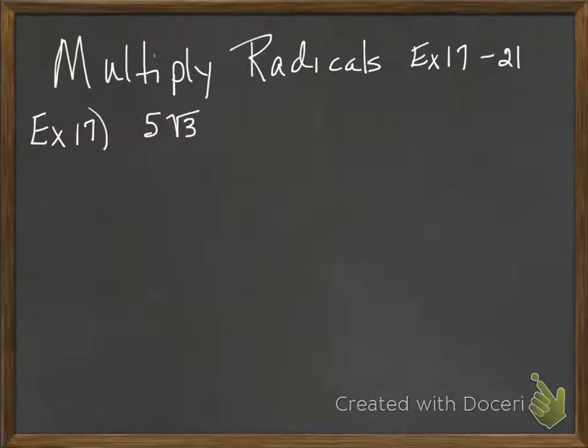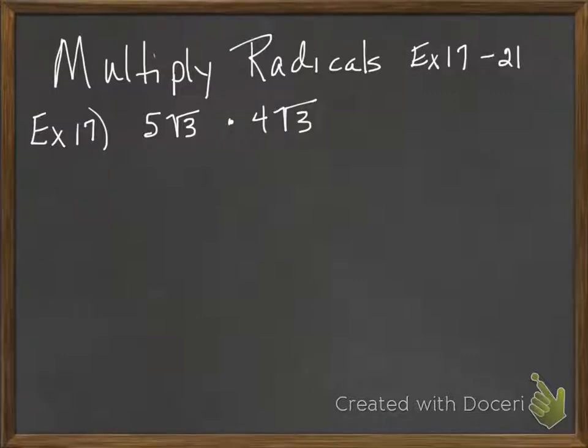5 square root of 3 times 4 square root of 3. If you're multiplying, you don't have to have the same number underneath the square root. This is just an example where you do have the same number under the square root, but you don't have to. When you're multiplying, you only have to have the same number under the square root if you are adding or subtracting. Okay? So if we're multiplying, we multiply the numbers on the outside.